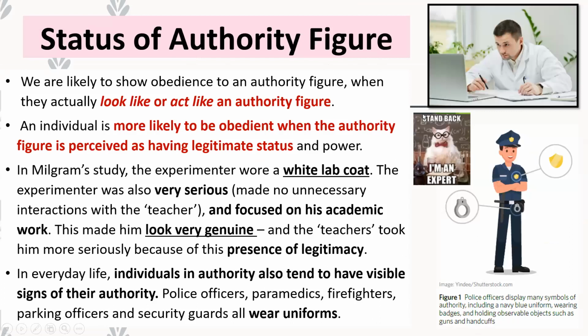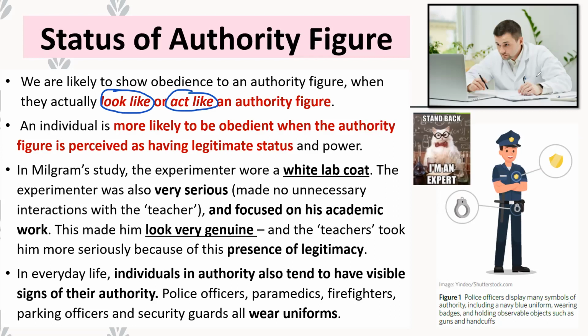So status of authority figure means that we're more likely to show obedience and we're more likely to follow someone if they actually look like an authority figure or act like an authority figure. How we can link this to Milgram's study is that if the experimenter, who was saying "the experiment requires that you continue" or "please go on", was not wearing a white lab coat or holding a clipboard, and instead came to the study wearing trackies and a tank top, that would make you less convinced that this guy is an authority figure and that I should be listening to him.